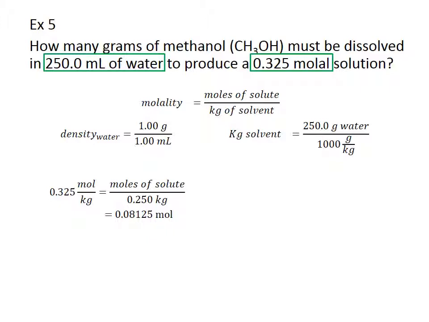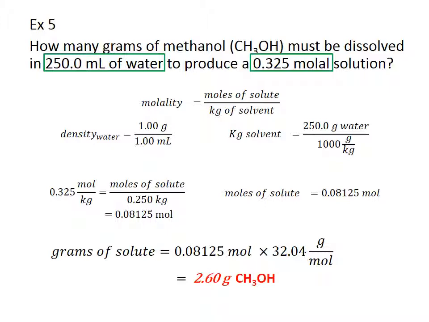But we were not asked for moles. We were asked for grams. So that means we have to convert our moles of solute into grams of solute. And remember, to convert moles to grams, you have to multiply by the formula mass of the substance. So we take the 0.08125 moles and we multiply it by the formula mass of the solute, which is 32.04. And that gives us an answer of 2.60 grams of methanol. So here again, we made use of our equation. We substituted our knowns into the equation and then solved for the unknown.